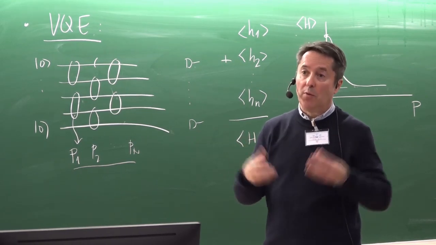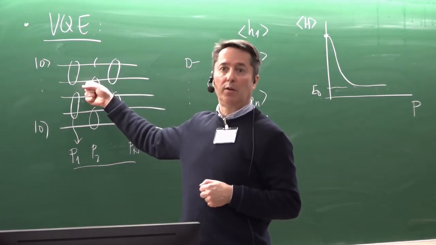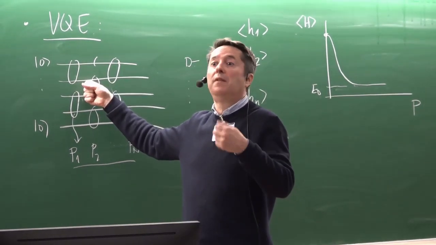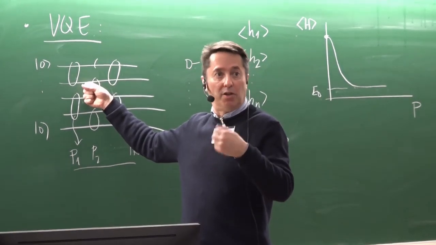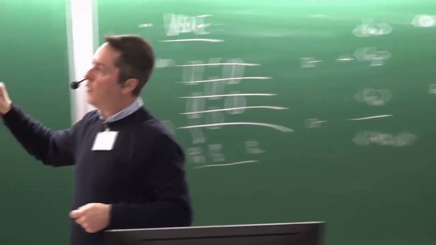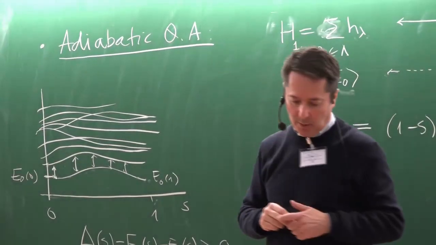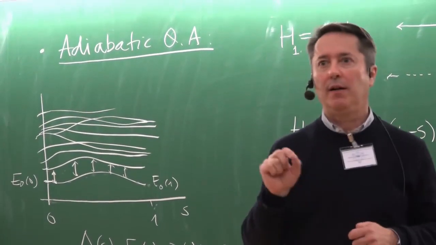But nevertheless, people working with small quantum computers have implemented this variational quantum algorithm to solve some very simple quantum simulation problems, with 3 qubits, 4 qubits, 5 qubits. And for other problems, they have used this adiabatic quantum algorithm. So now maybe I make a little break.